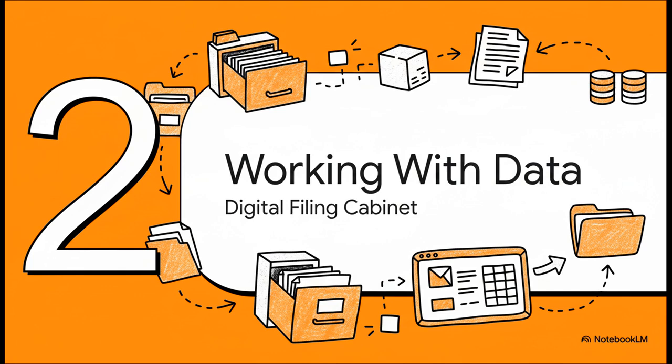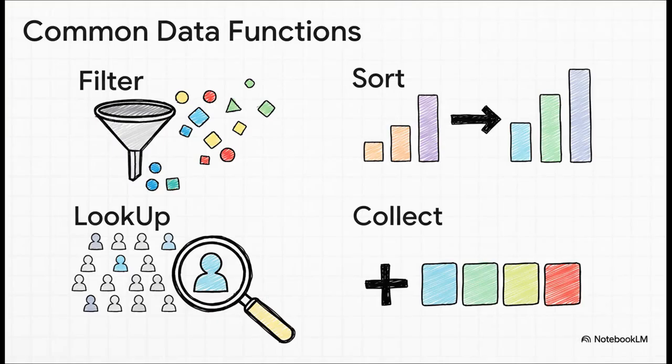Okay, so with those building blocks in our back pocket, let's see how we can use them to manage the one thing every app needs, data. Let's think of this as just organizing a digital filing cabinet. These functions right here are the real workhorses. With Filter, you can show a customer a list of only their own orders, nobody else's. With Sort, you can arrange your products from the highest price to the lowest. LookUp lets you pull up one single employee's contact info in a snap. And Collect lets you add a new person to that list. It's really all about getting the right information to the right place, right when you need it.